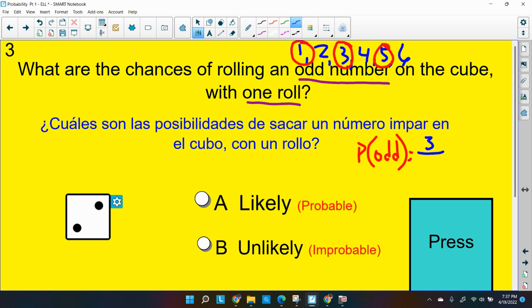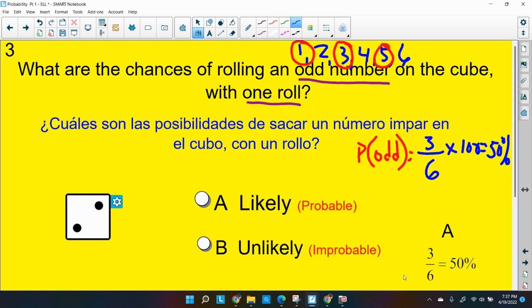So 3 out of how many different numbers on the cube, though? 1, 2, 3, 4, 5, 6. There are 6 different numbers on the cube. And if I multiply this by 100 to get my percentage, I'll get 50%. So I have a 50-50 chance of winning. So my chances of winning are A, I would say more probable. So if you picked A, you're in good shape. So you have a pretty good chance of winning, which is most likely getting one of those odd numbers, 1, 3, or 5. All right?